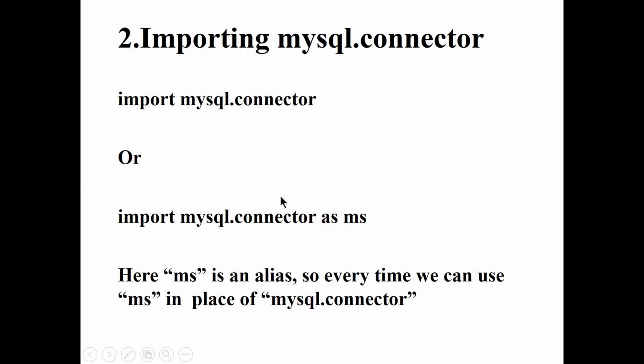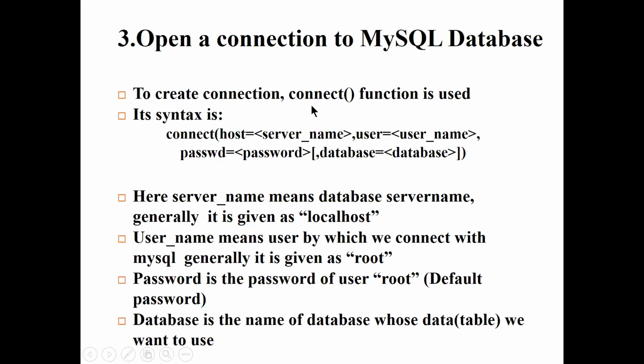Once you import, what is the next step? You have to connect it. What are all the parameters for the connect function? It is host, username, password, and then the database. The mandatory parameters are host, username, and password. The database is an optional parameter which you can specify later also, but we will be discussing it with the database only. All this information you have to give while establishing the connection.